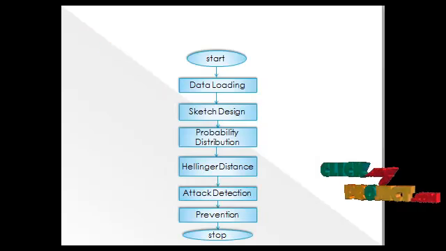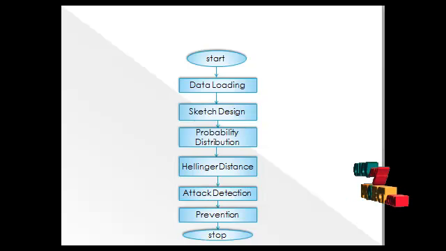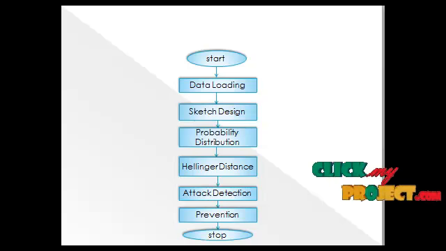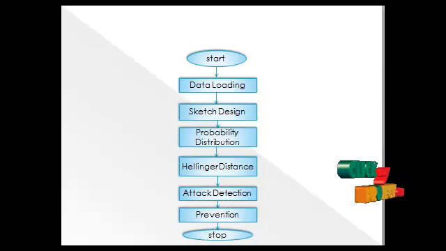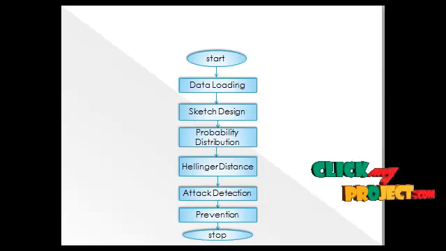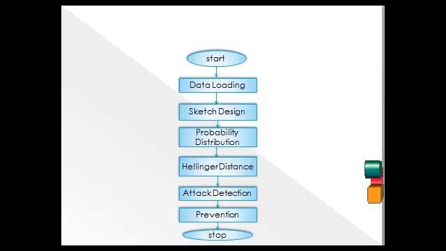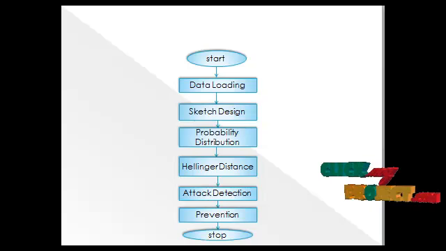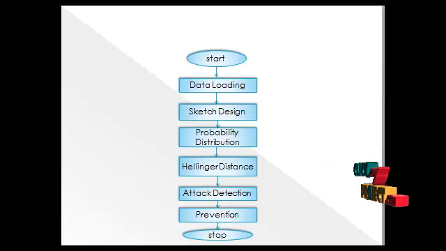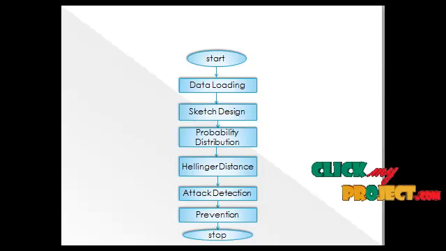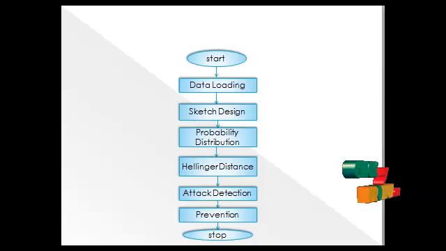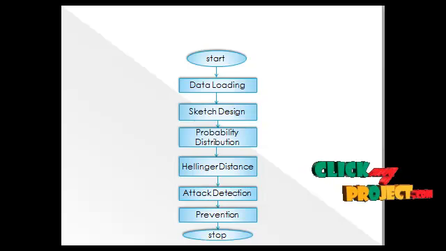This process starts with data loading and pre-processing. In the pre-processing step, the garbage values should be removed. Then we have to construct the sketch design of the initial data set. Then we have to find the probability distribution for each sketch entry. Then we have to find the distance for each entry using the Hellinger distance measure. Then we have to find the threshold value to detect the attack. Finally, the attack can be prevented using the threshold value.